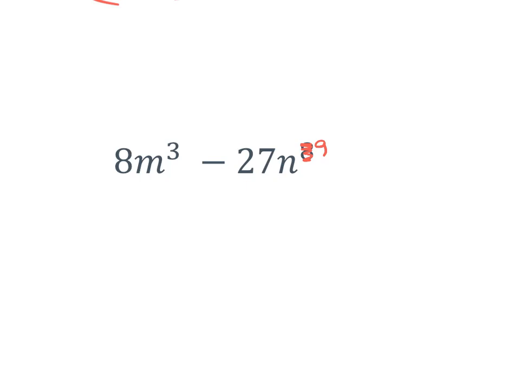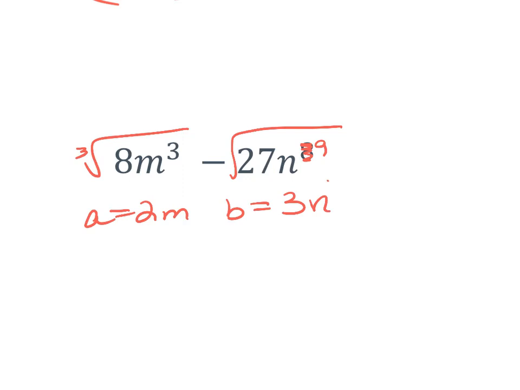Okay? So if the exponent can't be divided by 3, it's not a perfect cube. So now it's a perfect cube because I can divide that exponent by 3. So again, my cube root of 8m to the third is going to be 2m. My cube root of this 27n to the ninth is going to be 3n to the third. Remember, you divide it by 3. And then now I'll put it into the pattern.